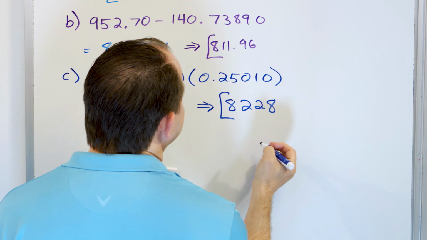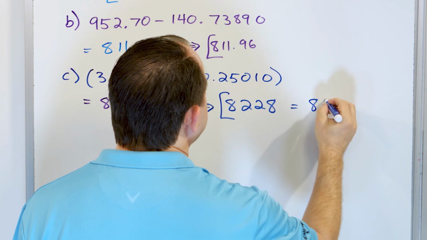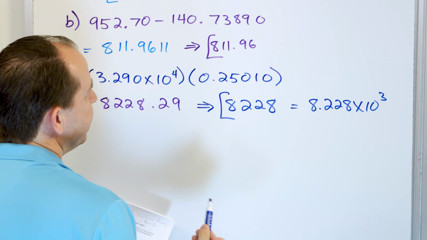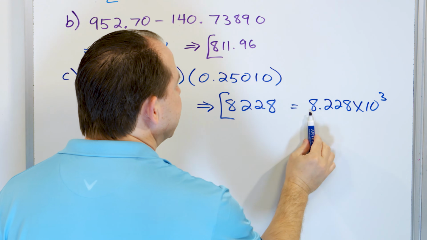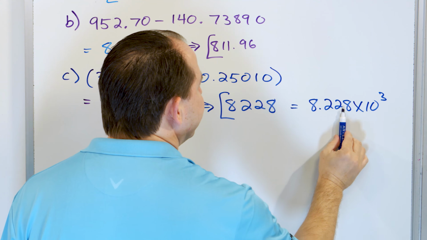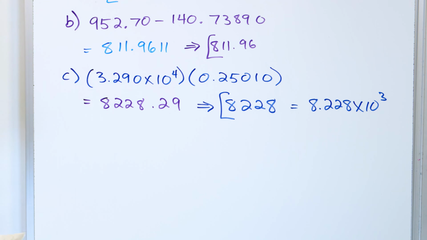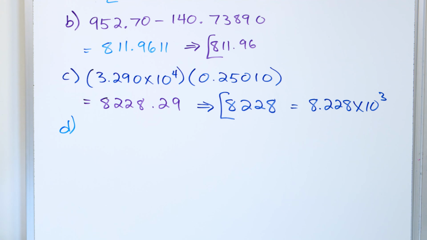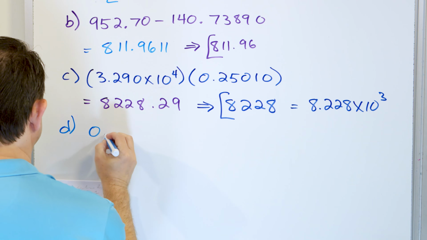Now, I can write that in scientific notation if I want as 8.228 times 10 to the 3. I don't have to. That's still 4 significant figures, and you move the decimal 1, 2, 3, which gives exactly the same answer. I can choose to do that or not, as far as the scientific notation part of it. All right?